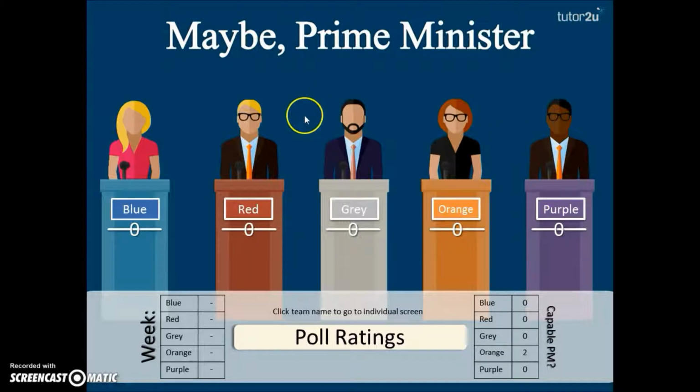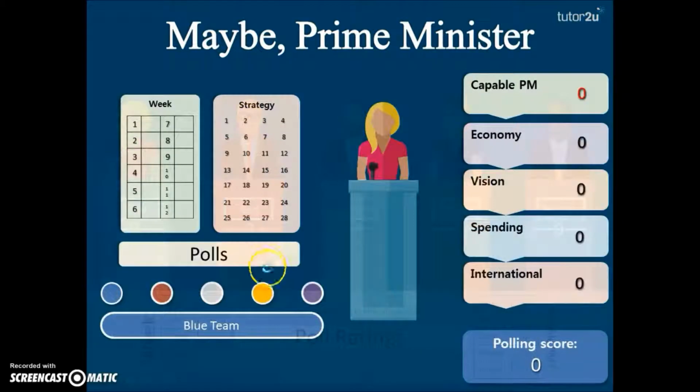Let's imagine blue team have come up and they've said, right, we're ready, let's input our policies. Let's go to the blue team's screen. Here it is. Here's our strategy numbers. We're going to click on one of those in a second. Let's imagine blue team say they want to go with strategy policy number 27, which from their worksheet tells them it's increase the number of houses built on greenbelt land.